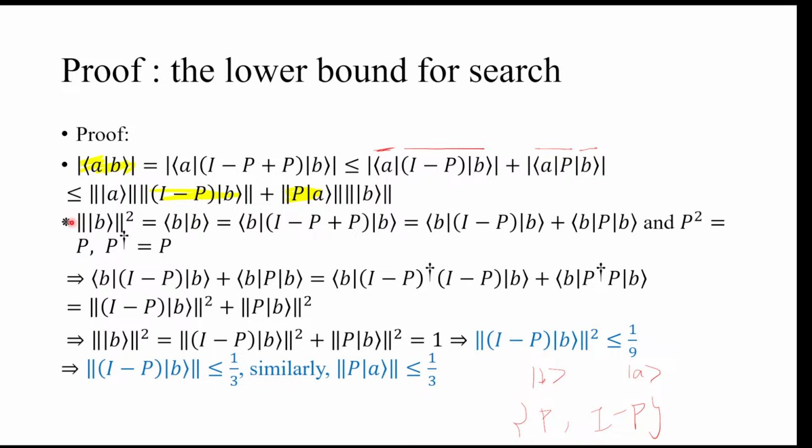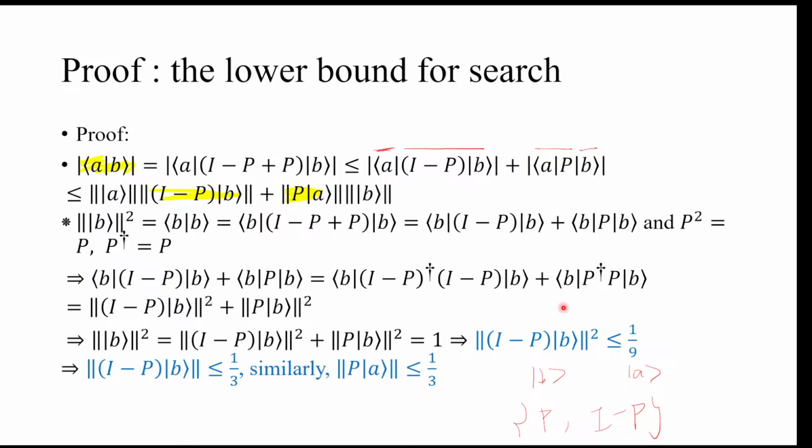Okay, we do something very slow here, but at the end we want norm b squared equal to the projection of b on 1 minus p squared plus the projection of b on p squared. So this is what we know from the interpretation of 1 minus p and p being projective measurements. This is the probability of projection on p, and this is the probability of projection on 1 minus p. Anyway, the proof is here.